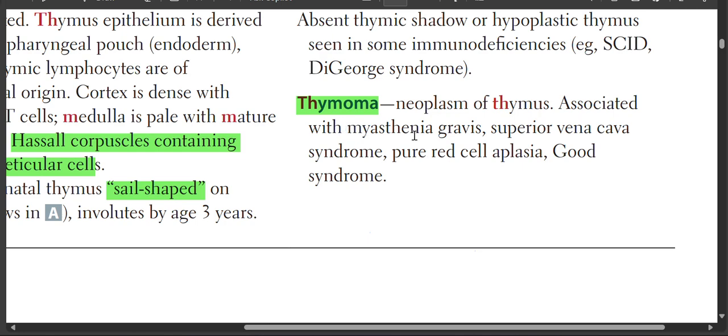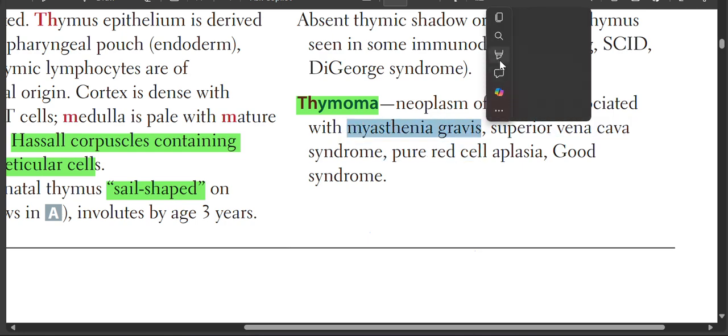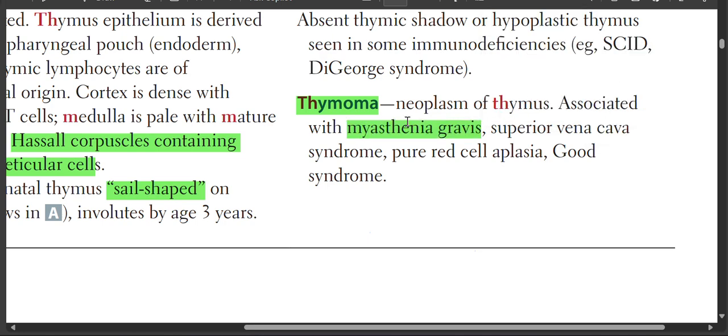But myasthenia gravis, important. And okay, let me ask you a question about myasthenia gravis. Are the symptoms in myasthenia gravis worsened or improved with prolonged usage? Worsened. Yes. And then in which condition are the symptoms improved upon prolonged usage? Lambert-Eaton, yeah.